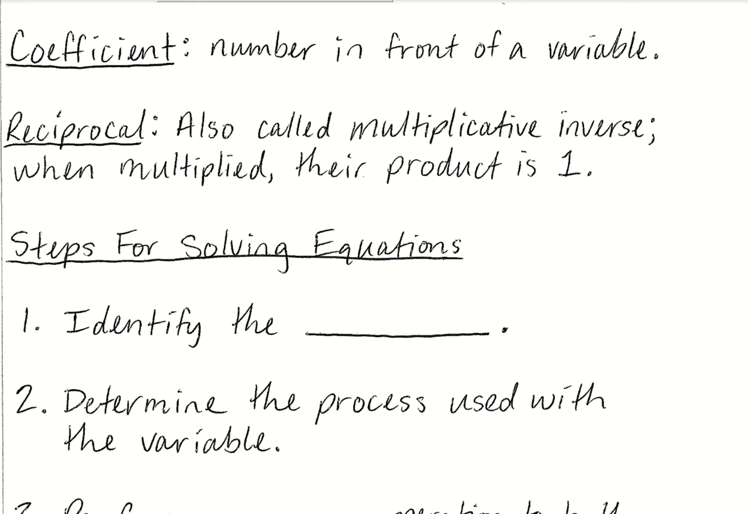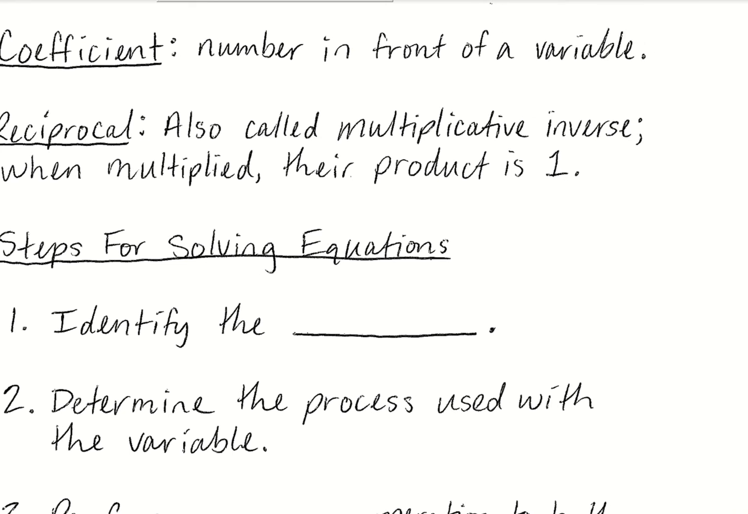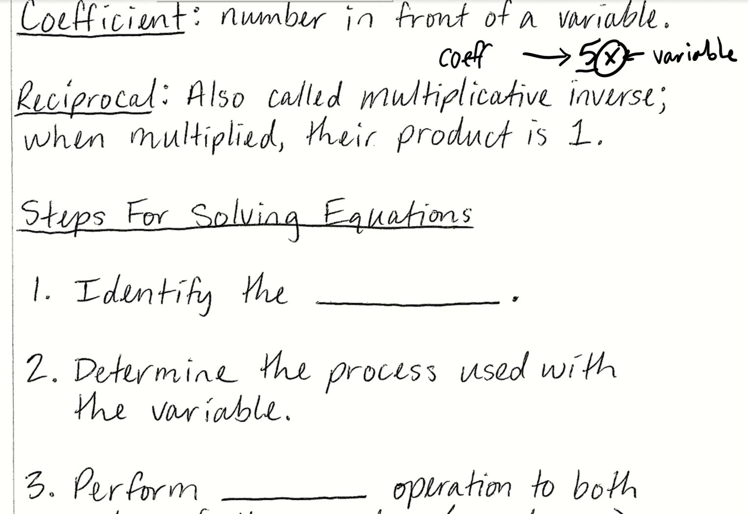Coefficients. All right. So a coefficient is a number in front of a variable. All right. So if I have 5x, x is going to be your variable. 5 is going to be your coefficient. All right. So this is your coefficient, and we'll just abbreviate it like that. Okay. 5 is the coefficient, x is the variable.